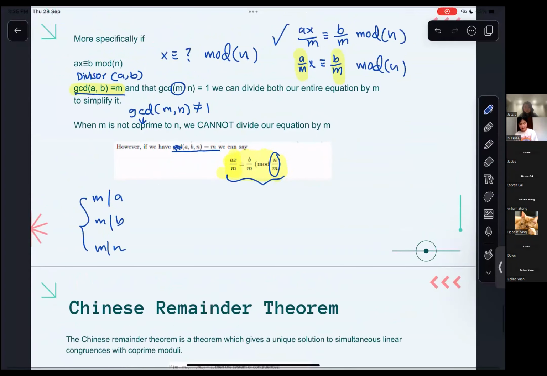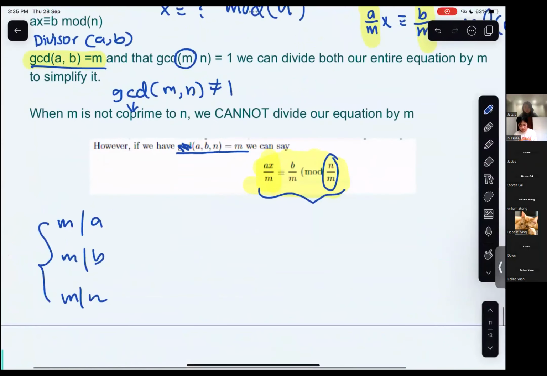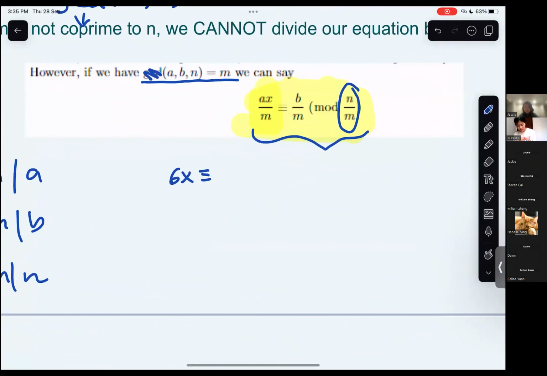Let's try a problem. So let's say we have 6x congruent to 4 mod. How could we simplify something like this?